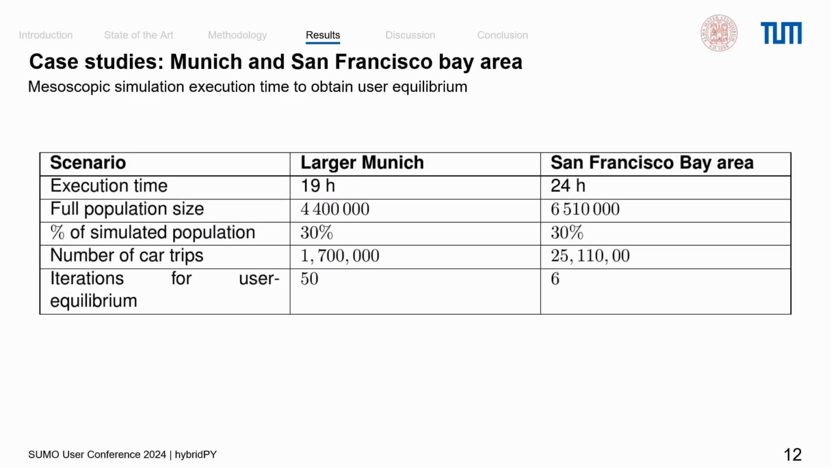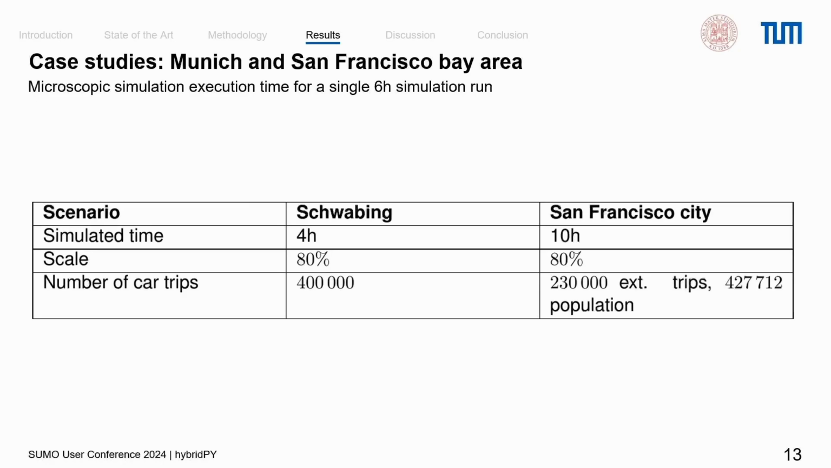Here are the raw numbers behind the short summary. We have a total execution time for our Munich scenario of 19 hours. We are simulating 50 iterations for reaching the user equilibrium. For the San Francisco Bay Area, we have an execution time of 24 hours, and we need 6 iterations for reaching the user equilibrium.